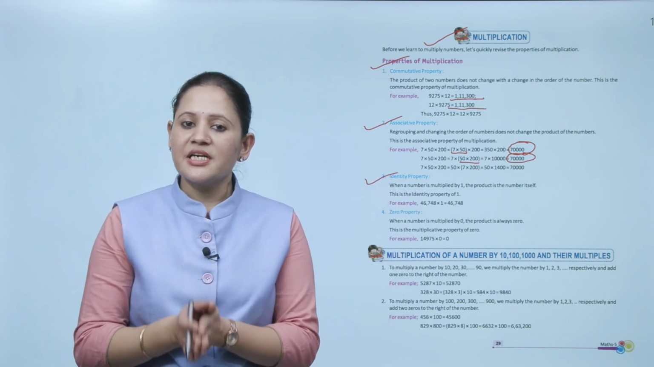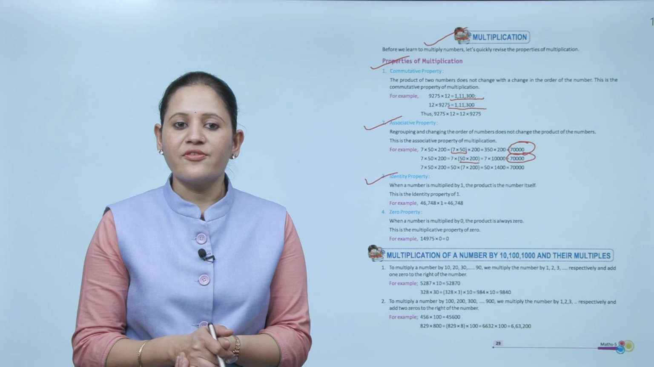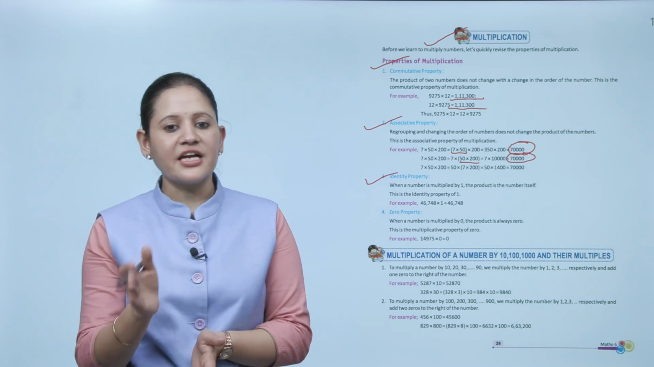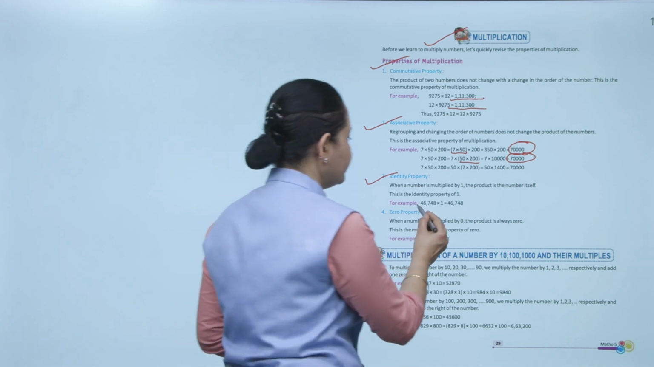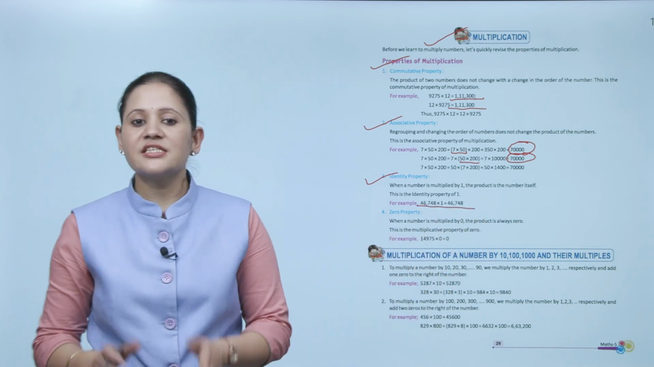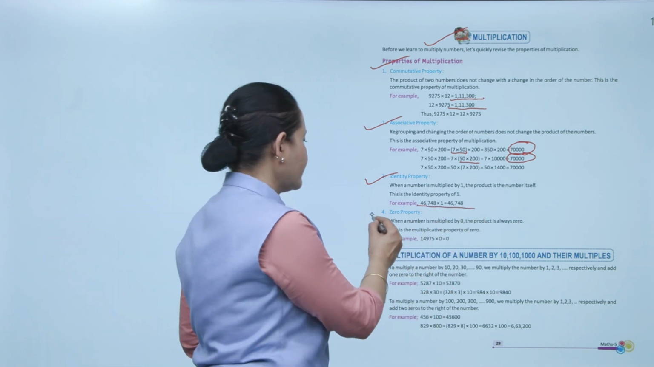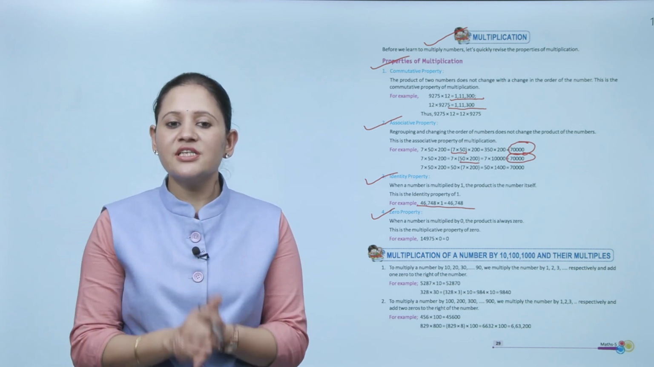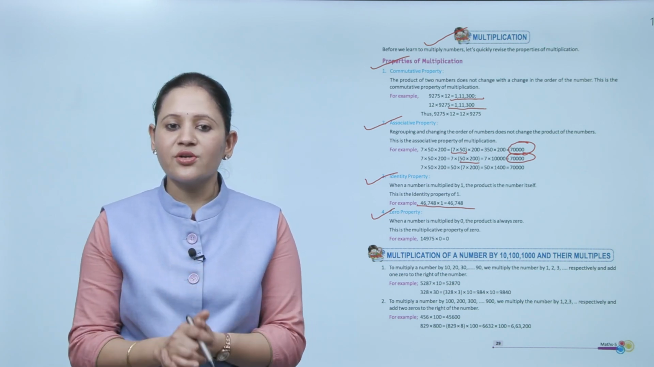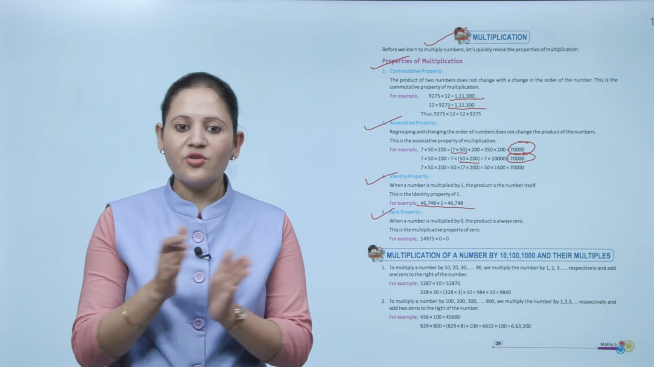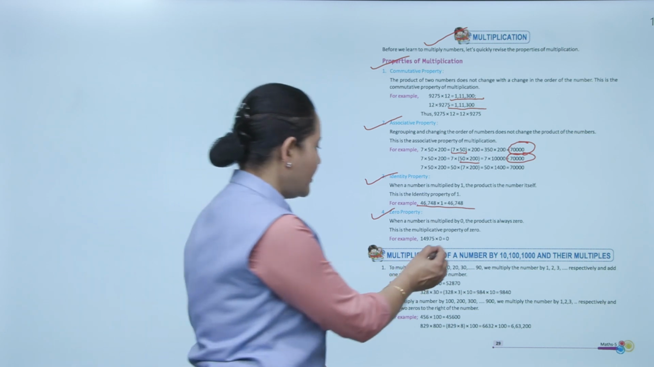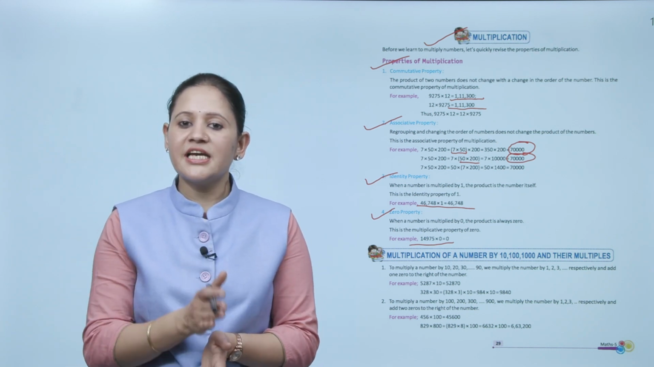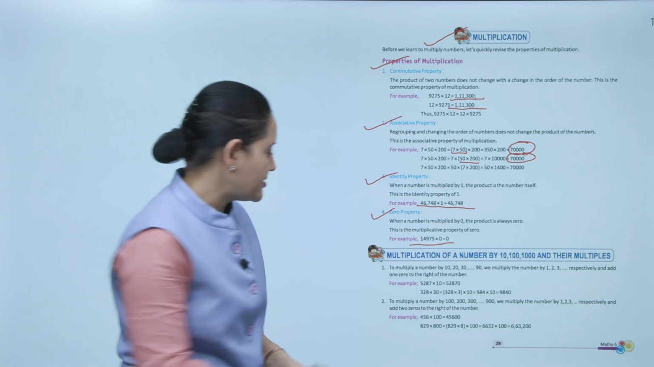When a number is multiplied by 1, the product is the number itself. This is the identity property of 1. If we multiply any number by 1, we'll get the same number. Like here. Next, zero property. When a number is multiplied by 0, the product is always 0. This is the multiplicative property of 0. If we multiply any number with 0, we'll get 0 as a product. Like here. Next, multiplication of a number by 10, 100, 1000 and their multiples.